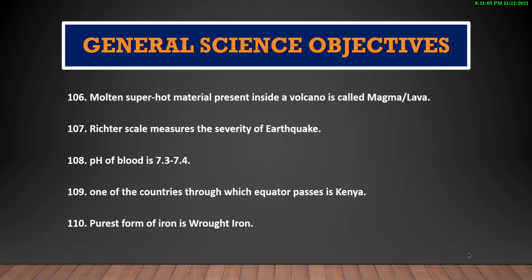Molten superhot material present inside a volcano is called magma or lava. Richter scale measures the severity of earthquake. pH of blood is 7.3 to 7.4. One of the countries through which equator passes is Kenya. Purest form of iron is wrought iron.